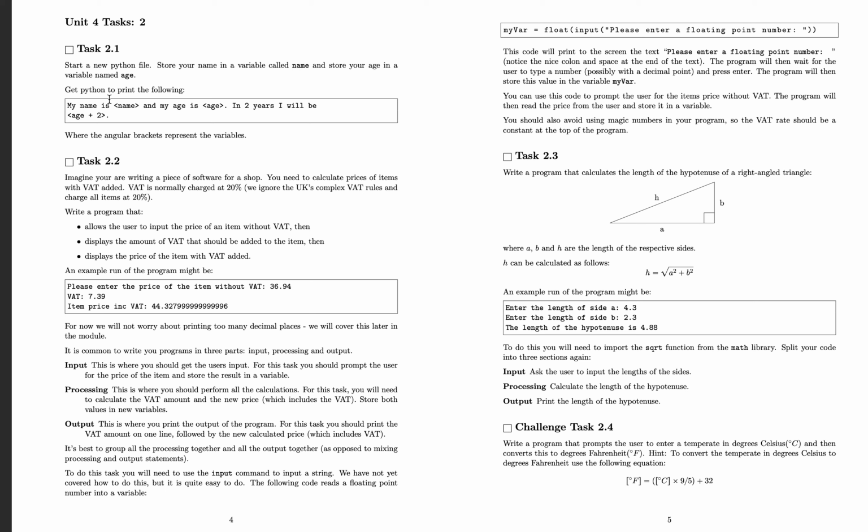Okay, cool. Part 2 is the processing part. This is where we're going to perform all our calculations. For this task, we're going to need to calculate the VAT amount and the new price, which includes the VAT, and then we're going to store both values in new variables. And then finally, we've got the output part, part 3, and this is where we're going to print the output of the program. For this task, you should print the VAT amount on one line, followed by a new calculated price, which includes the VAT. Some more tips.